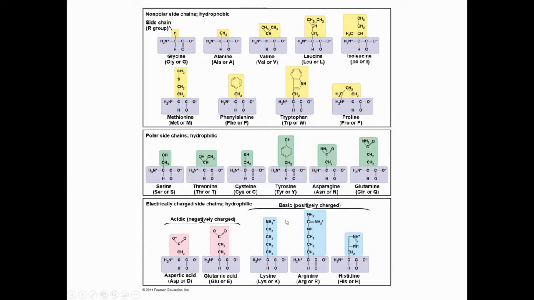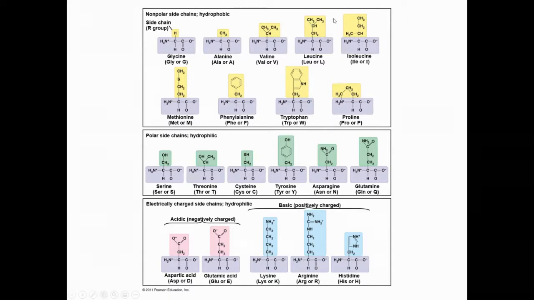And then for these three, the basic amino acids, they have a positive charge. They are proton acceptors, so they are basic, and they have the positive charge. That will be lysine, arginine, and histidine. These three are positively charged amino acids, and these two are acidic amino acids.